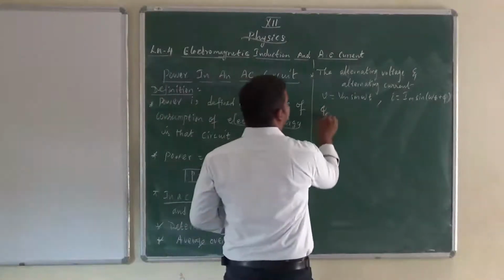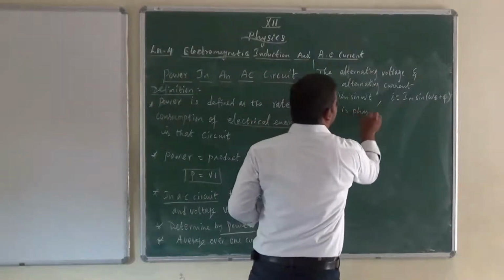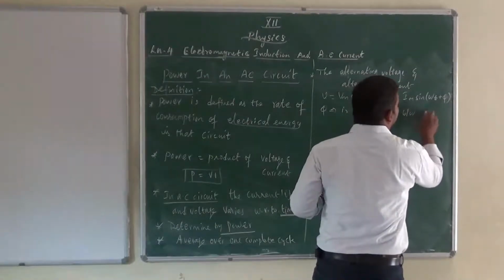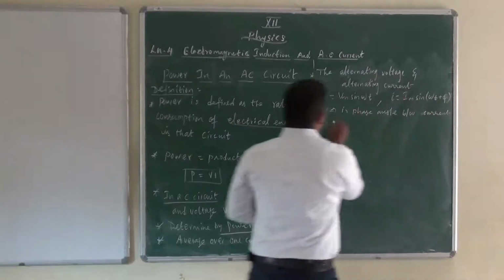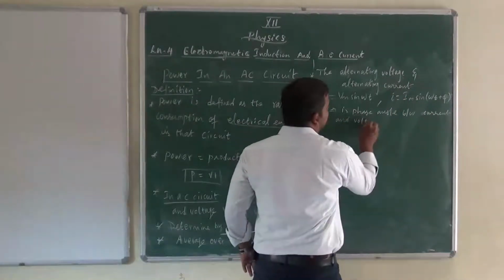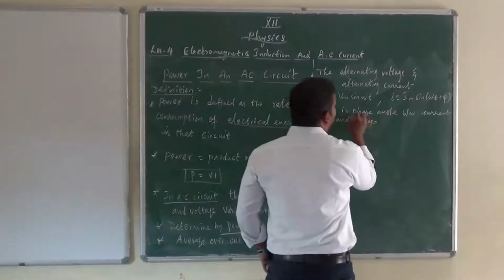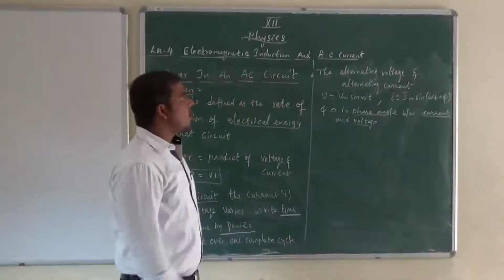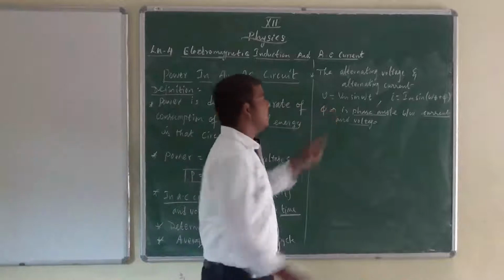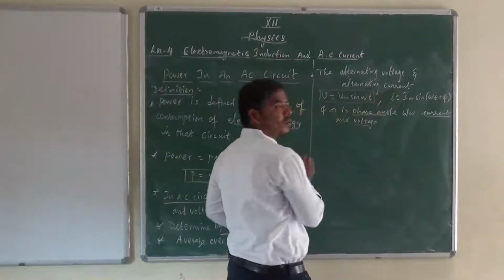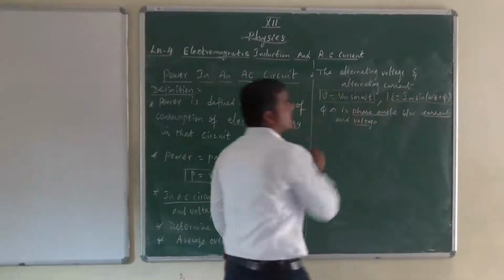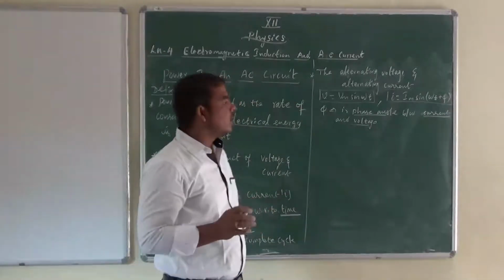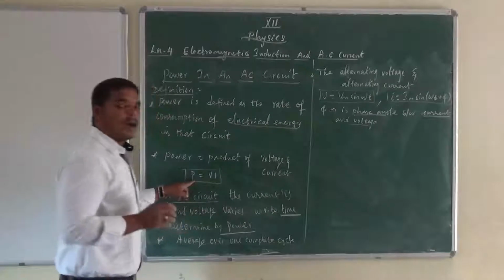Here what is phi? Phi is the phase angle between voltage and current. It is called the phase angle between what and what? Current and voltage. This is the alternating voltage and this is the alternating current, represented by the equations. So what is phi here? Phi is nothing but the phase angle between current and voltage. Use this in the power equation.